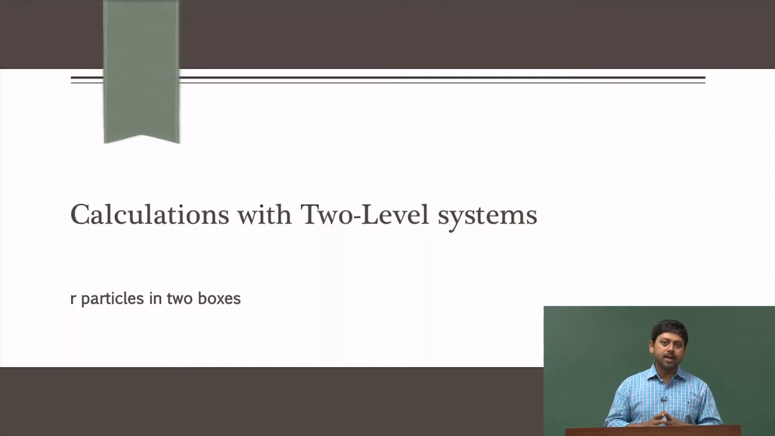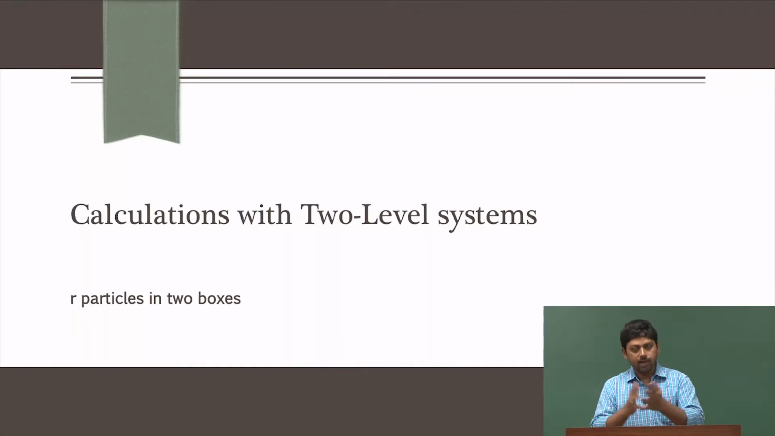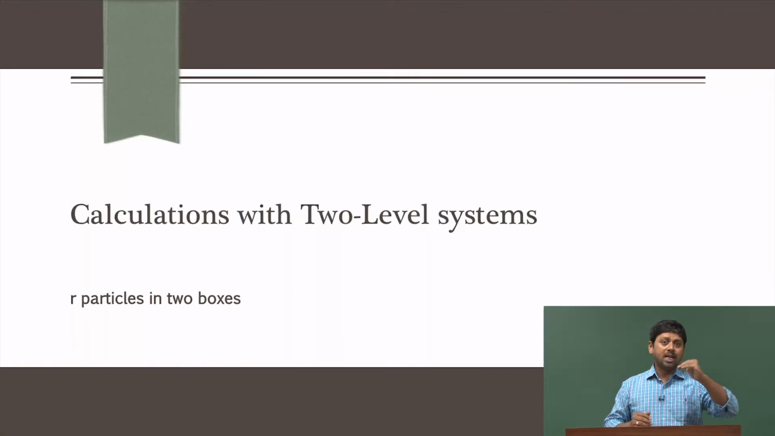A two level system you can imagine as putting r particles or balls in just two boxes, two levels. Two level means either one level or another level, either level 1 or level 2, which means either box 1 or box 2, you can think of it that way also.